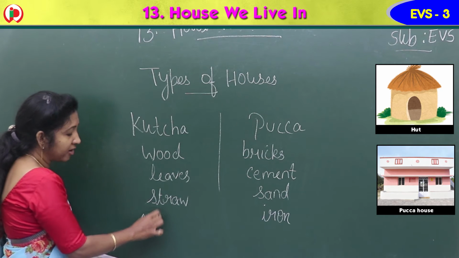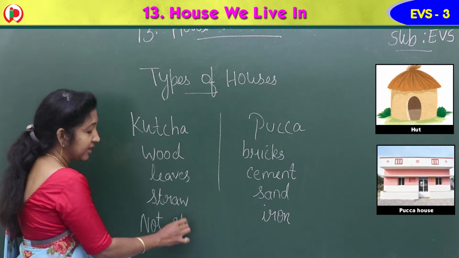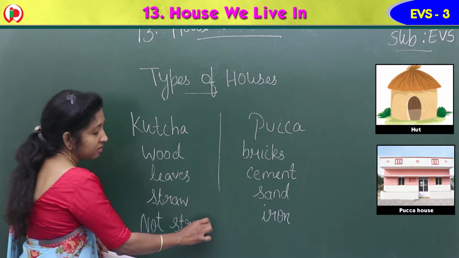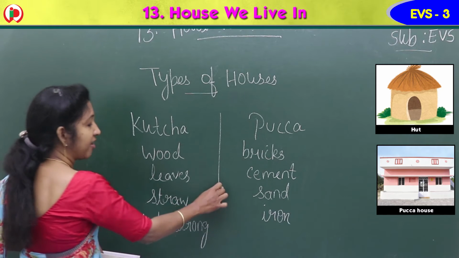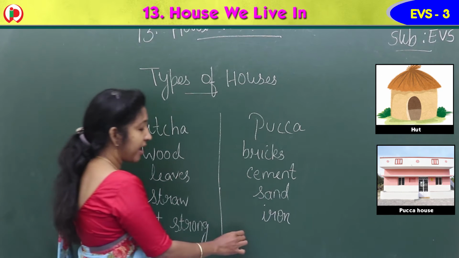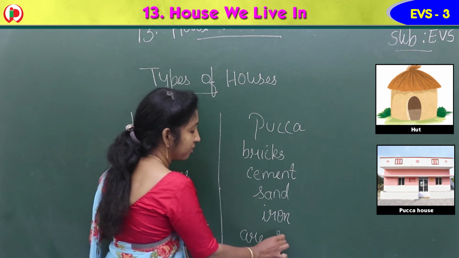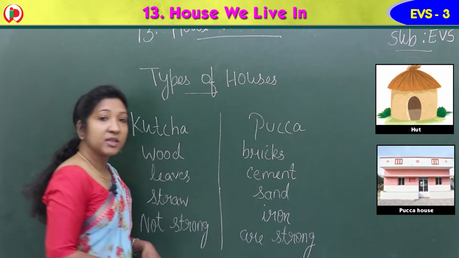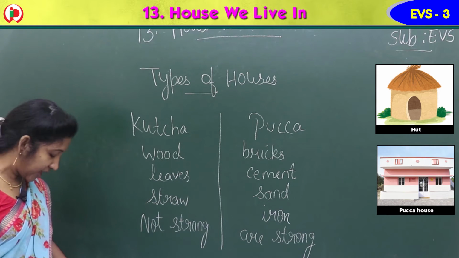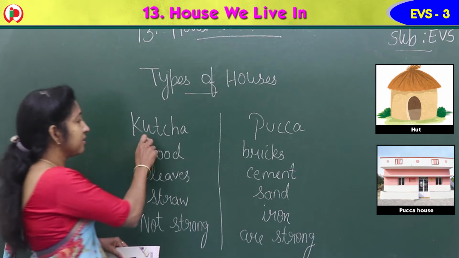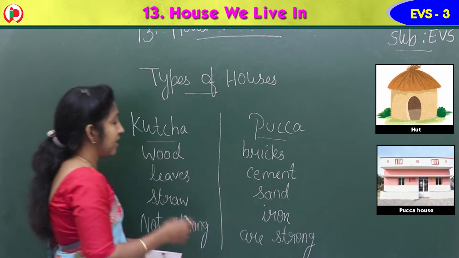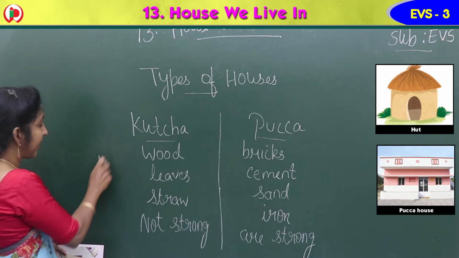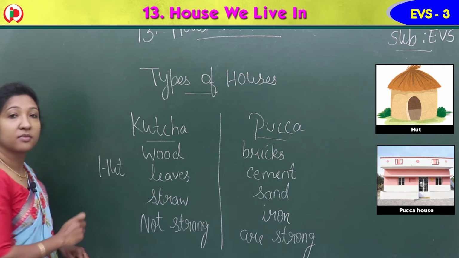Kacha houses are not strong, easily broken by heavy wind and rain. But pakka houses are strong, isn't it? Yes. So these are the difference between kacha house and pakka house. Example for kacha house is a hut.